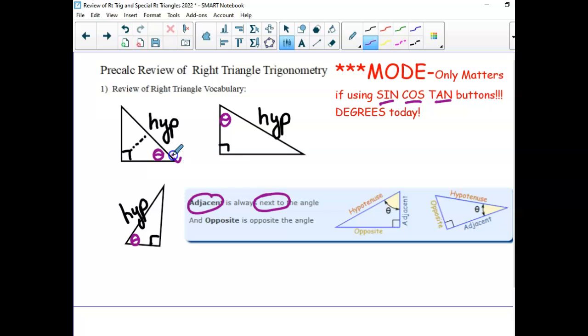I always draw a little smiley face down here. I'm standing right by this little theta. Okay, there are two sides right next to me, but one of them's the hypotenuse. The other one is called adjacent because it's next to. Okay, adjacent leg. And that leaves the one all the way across the triangle from me as the opposite leg. Okay, so help me out hopefully quickly. If I'm standing up here at the top acute angle on this triangle, where's opposite?